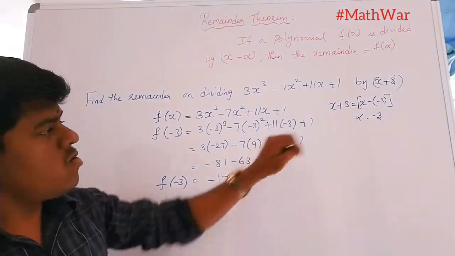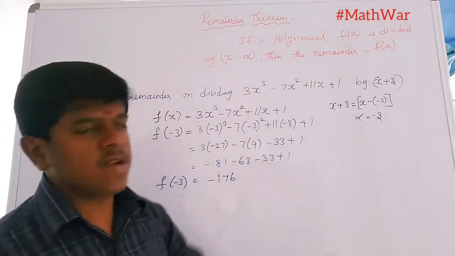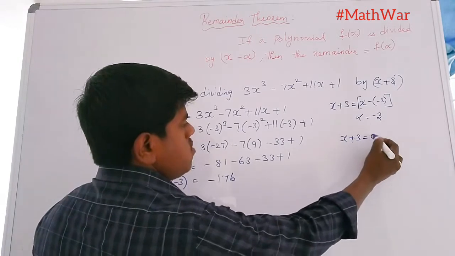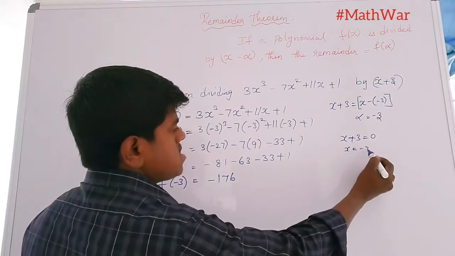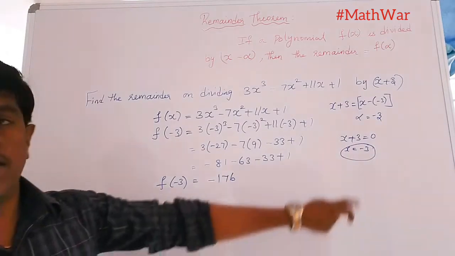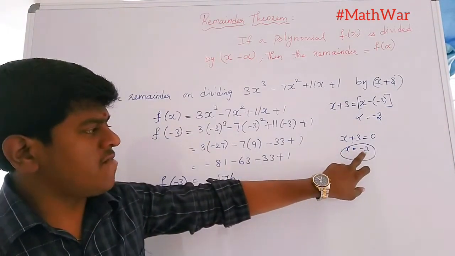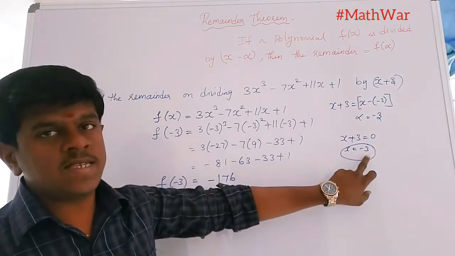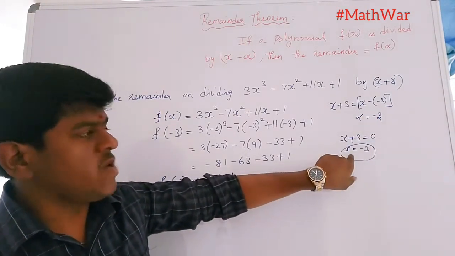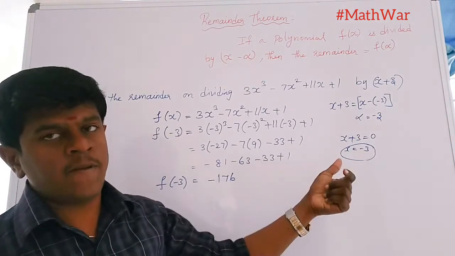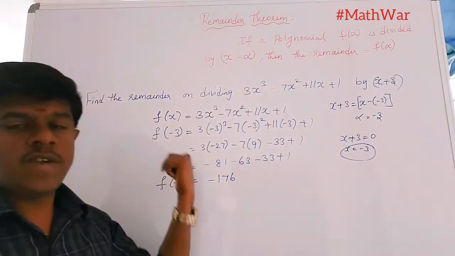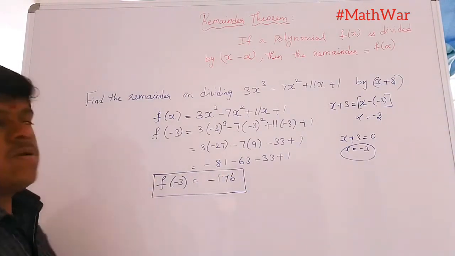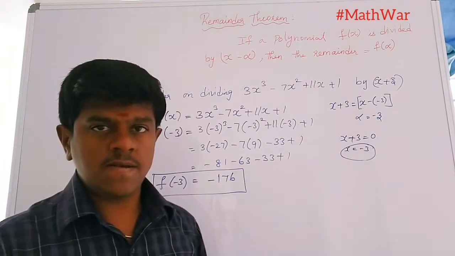Okay. Now how to find this alpha? It is a little tough to find it like this, right? So by equating x plus 3 to 0, we can find it. X is equal to minus 3. So directly by equating x plus 3 equal to 0, we find x is equal to minus 3. That is alpha. This is the easiest method. Whatever value x comes to, that is the alpha. By substituting it in f of x, we can find the remainder. Therefore, the remainder f of minus 3 is equal to minus 176.